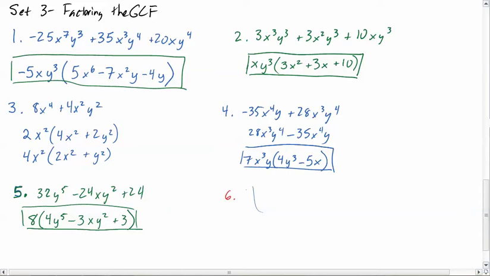Number 6 in this set will be negative 72x to the sixth y to the fifth plus 80x to the fourth y to the fourth plus 24x squared y to the sixth. All right, I look at these numbers. What can I find? Let's see, 24. What goes into 24? 2 goes into 24. Okay, 2 goes into all those, so 2 is a pretty good number. How about 4? 4 goes into 24. It goes into 80. Let's see, into 72. Oh, yeah, 4 goes into that as well.